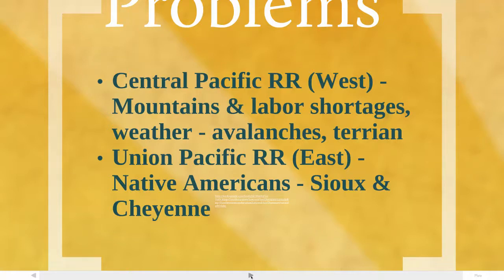The Union Pacific was going through the east and through the Great Plains mostly, and their biggest issue was the Native Americans, who decided that they didn't like them. We talked about the Native Americans not minding the settlers going through, but the railroad divided the Great Plains, and the Sioux and Cheyenne in particular fought to stop that from happening.